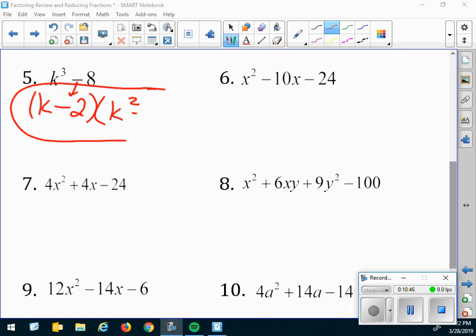Number 6. Hey, are we done? Yep, that was it. What's the first thing you look for when you factor? Is there a GCF on number 6?